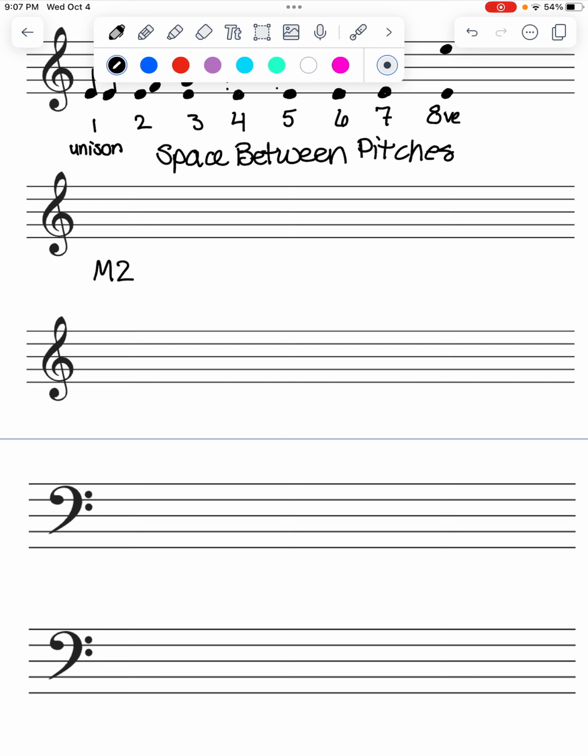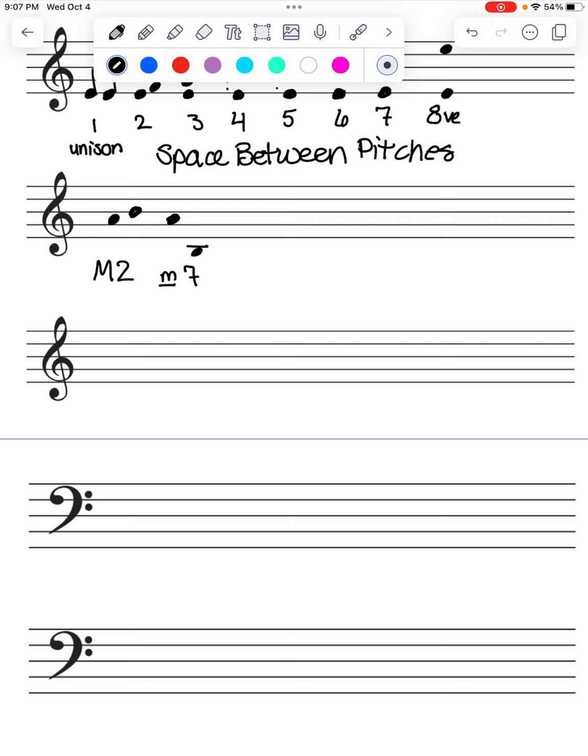So let's write a major second. A to B. Wonderful. Let's invert it. We have an A, and now we're going to descend. We're going to create a descending interval. That is going to be a minor seventh.